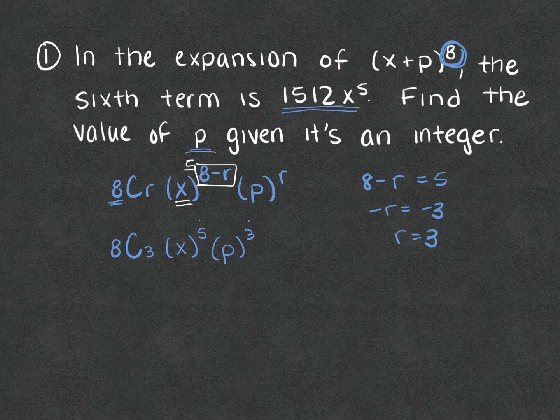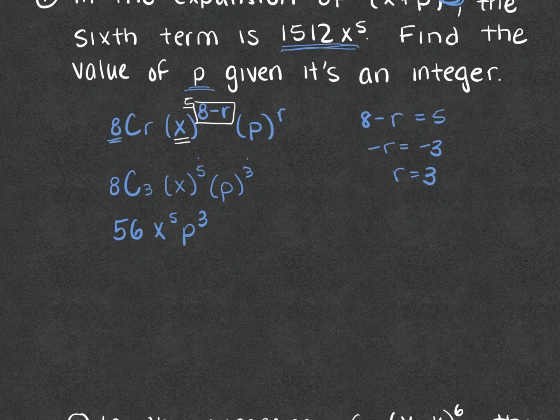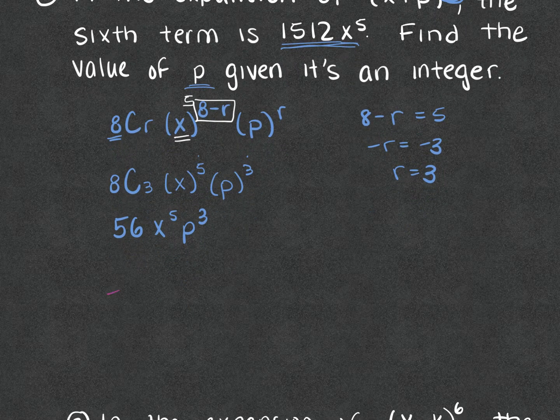Okay, so let's go ahead and simplify this term. 8C3 comes out to 56. To find that, you can use your calculator. You can just type it in, or you could use the formula or Pascal's. So 56x^5p^3. Okay, and now they're telling us the sixth term equals 1512x^5. So now I can take the term that we just created and set it equal to 1512x^5.